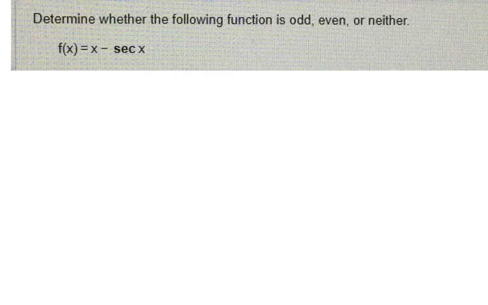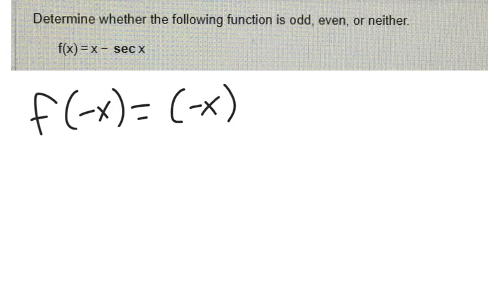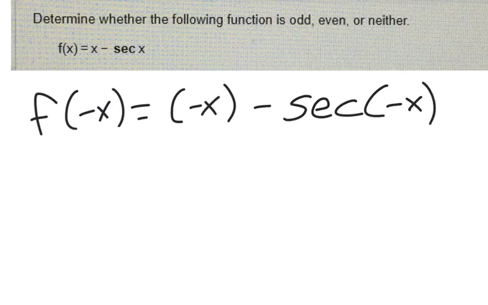So here we're determining if it's even, odd, or neither. The way we determine even or odd is we plug in a negative x everywhere we saw an x. So here that was going to give me negative x minus secant of negative x. And now, after I simplify this, if every sign stays the same, it's even. If every sign is different than the original problem, then it's odd. And if neither one of those things happens, then it's neither.